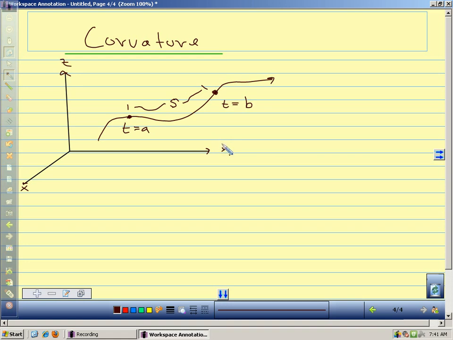Can we all agree that for any particular time, the arc length at that particular time is going to uniquely define a point on my curve? If I consider the arc length as a function of time, and I plug in a t into that function, that function is going to give me a point on the curve.